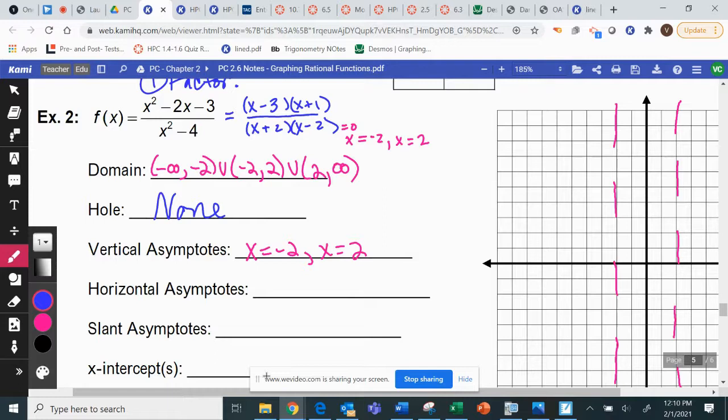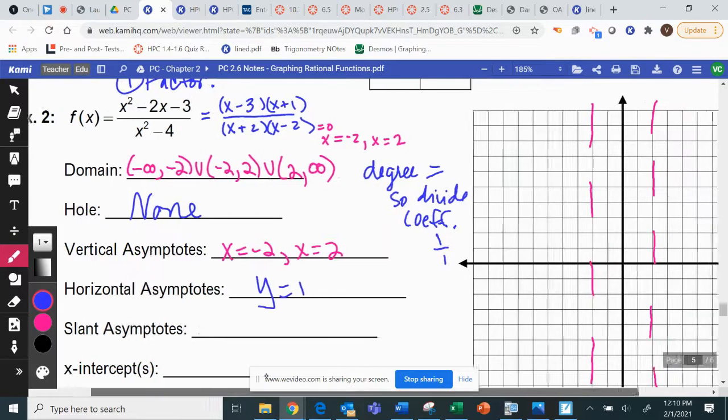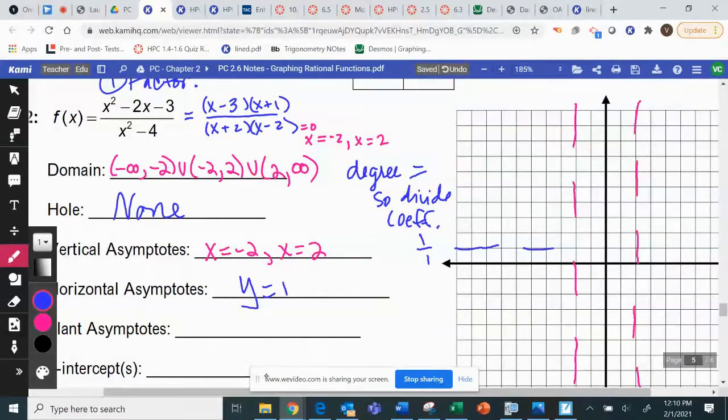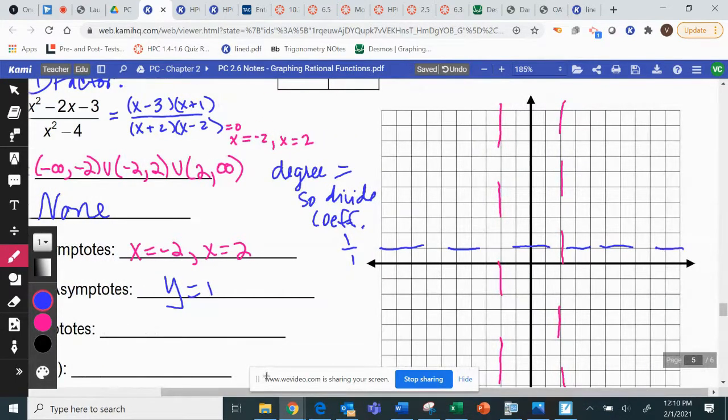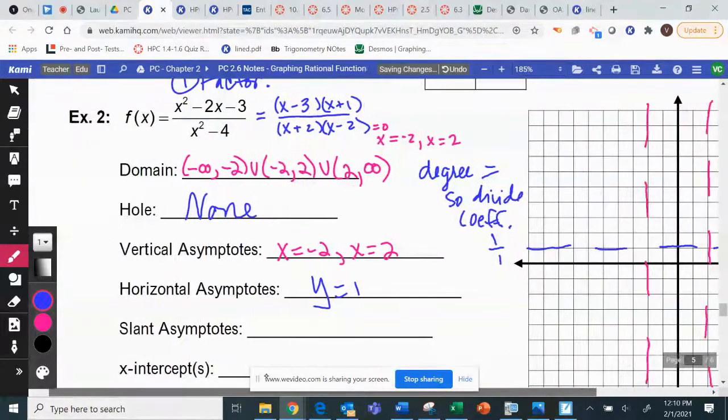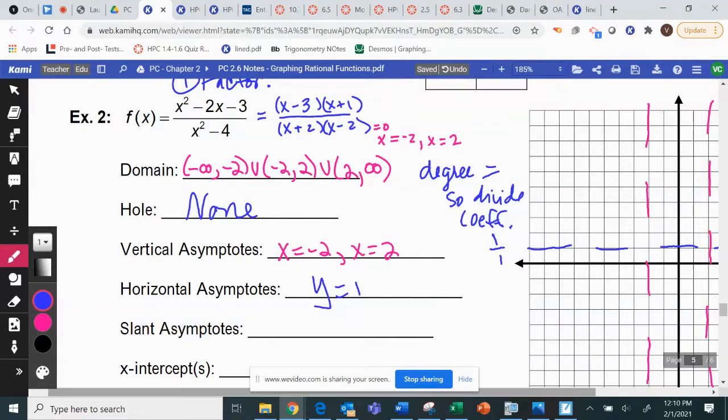So what do we do? We divide the coefficients. And it's just going to be 1/1. So y equals 1. If there's a horizontal asymptote, there are no slant asymptotes.